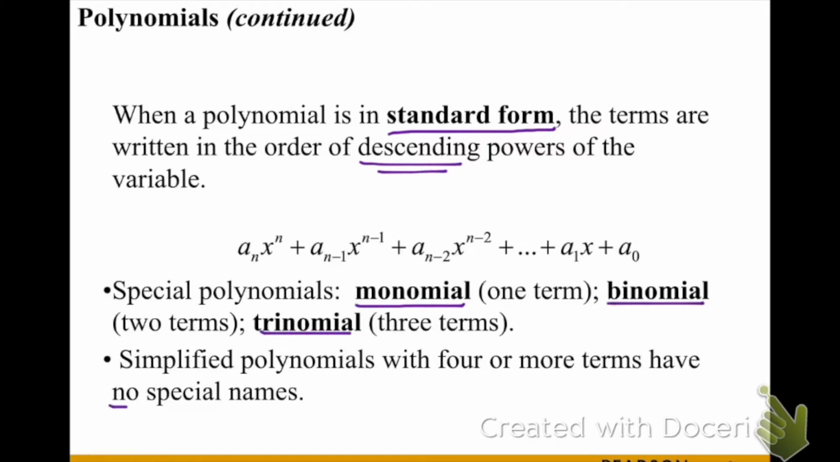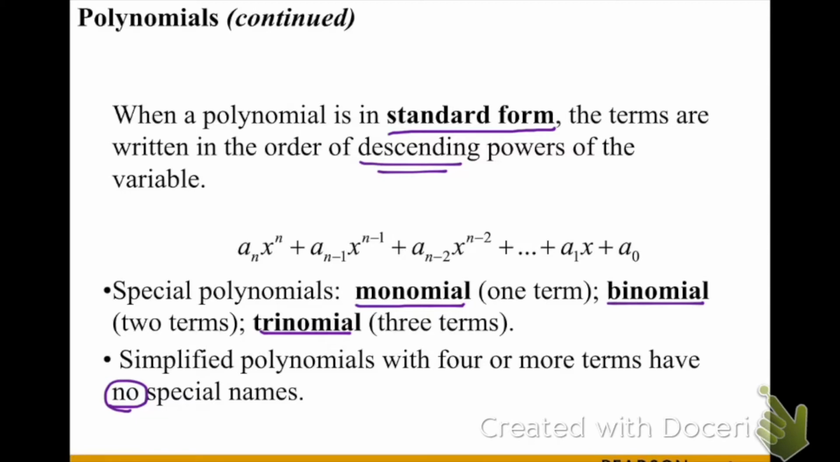Some special names for polynomials are based on the number of terms. If a polynomial only has one term, it is called a monomial. If it has two terms, it is a binomial. And if it has three terms, it is a trinomial. Simplified polynomials with four or more terms have no special names and are just referred to as polynomials.